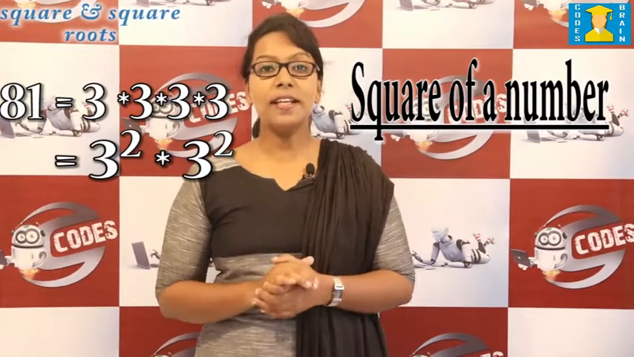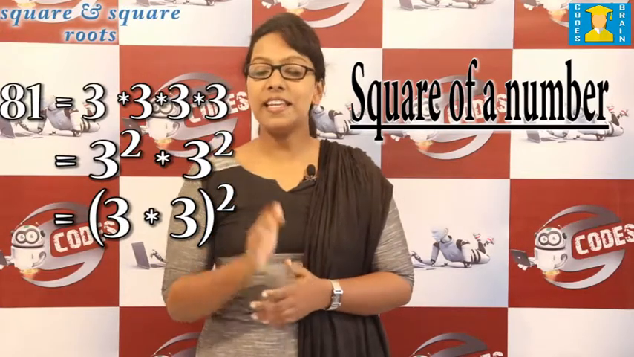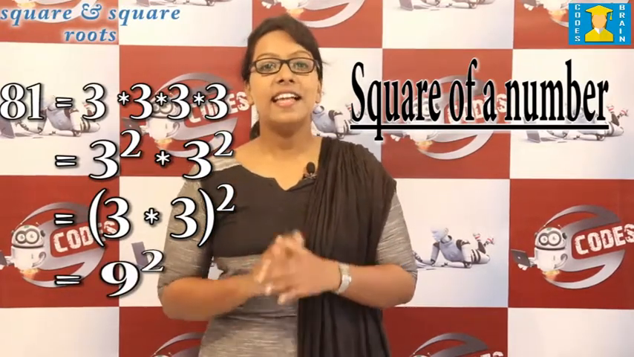Example, 81 equals 3 into 3 into 3 into 3. That will be 3² into 3². Again, it will be written as (3 into 3) the whole squared. That will be 9². Hence, 9 is the square root of 81.